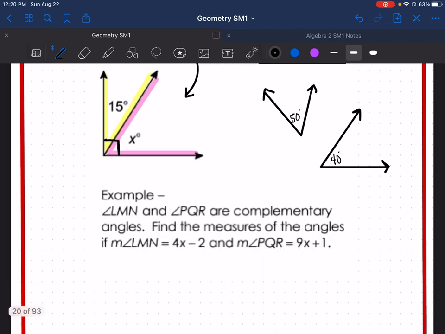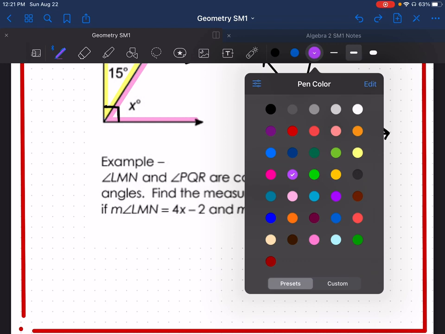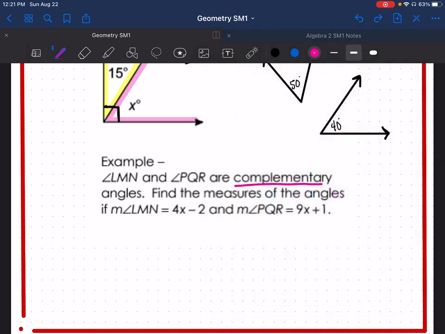Okay, let's go ahead and take a look at our example. In our example, angle LMN and angle PQR are complementary. So let's go ahead and underline complementary. Actually, no, I use purple to be equal. Let's go ahead and change it to pink.